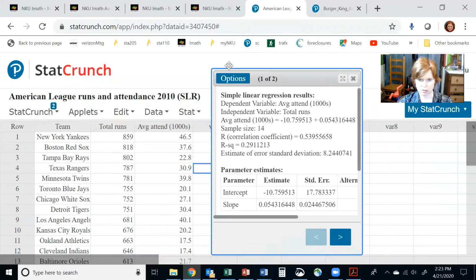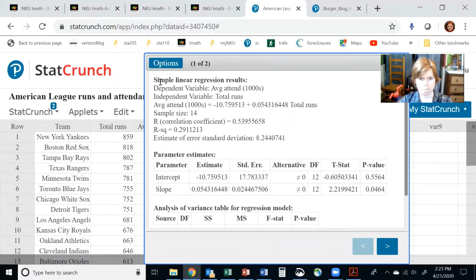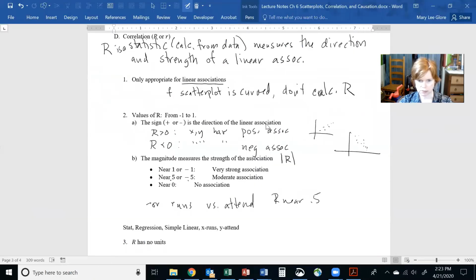And so when I do that, it spits out a lot of stuff. It lists the variables I chose. But down here you see R, the correlation coefficient. So sometimes when people say correlation, they call it the correlation coefficient. But that is 0.54. So when I ran this, R equals 0.54. So this was a good guess.